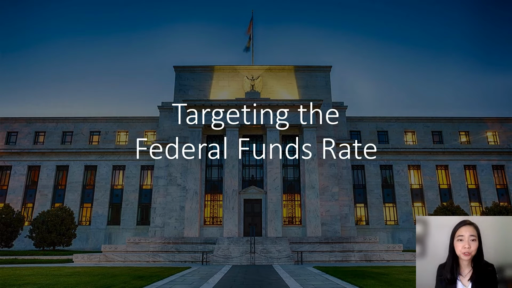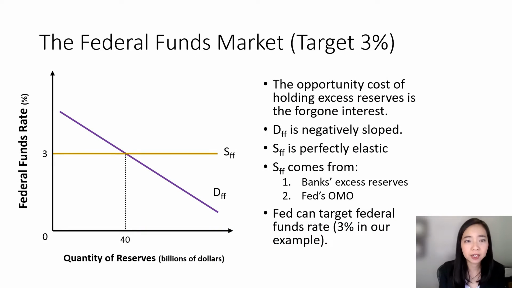In this clip, I'm going to show you how the Federal Reserve can target the federal funds rate. Suppose the Federal Reserve targets our federal funds rate precisely at 3%. The opportunity cost of holding excess reserves is a foregone interest, and therefore the demand for federal funds is negatively sloped. On the vertical axis, we see the federal funds rate. And our supply for federal funds is perfectly elastic. The supply comes from banks' excess reserves and the Federal Reserve's open market operations.